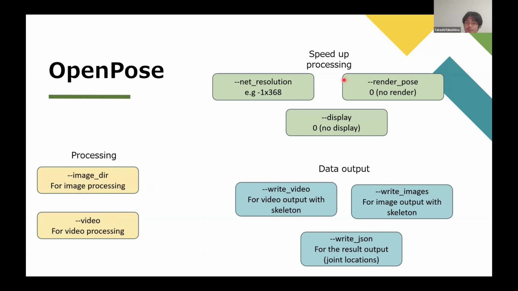And some other useful commands to speed up the process, especially if you only have a CPU on your laptop, you can disable the rendering function. In the beginning of the presentation, I showed you how OpenPose works, and you saw the video with a skeleton rendered on the video. If you disable the rendering, then you can speed up the process. And you can also disable the display itself.